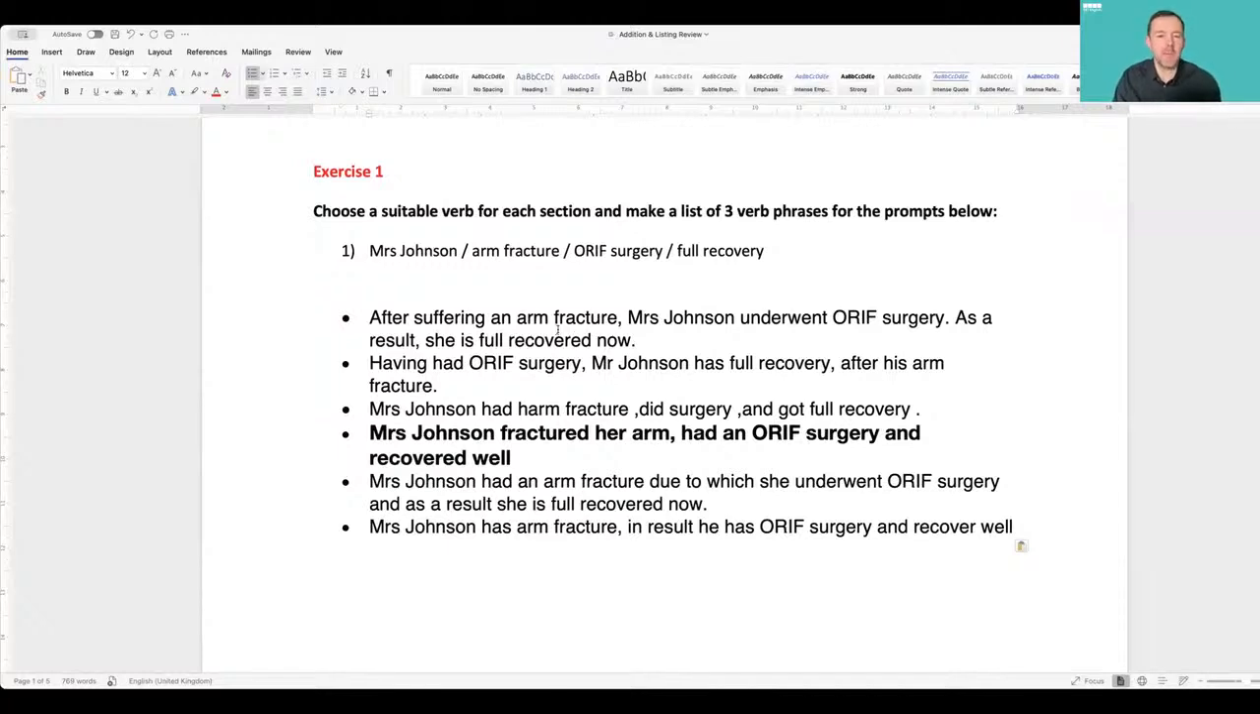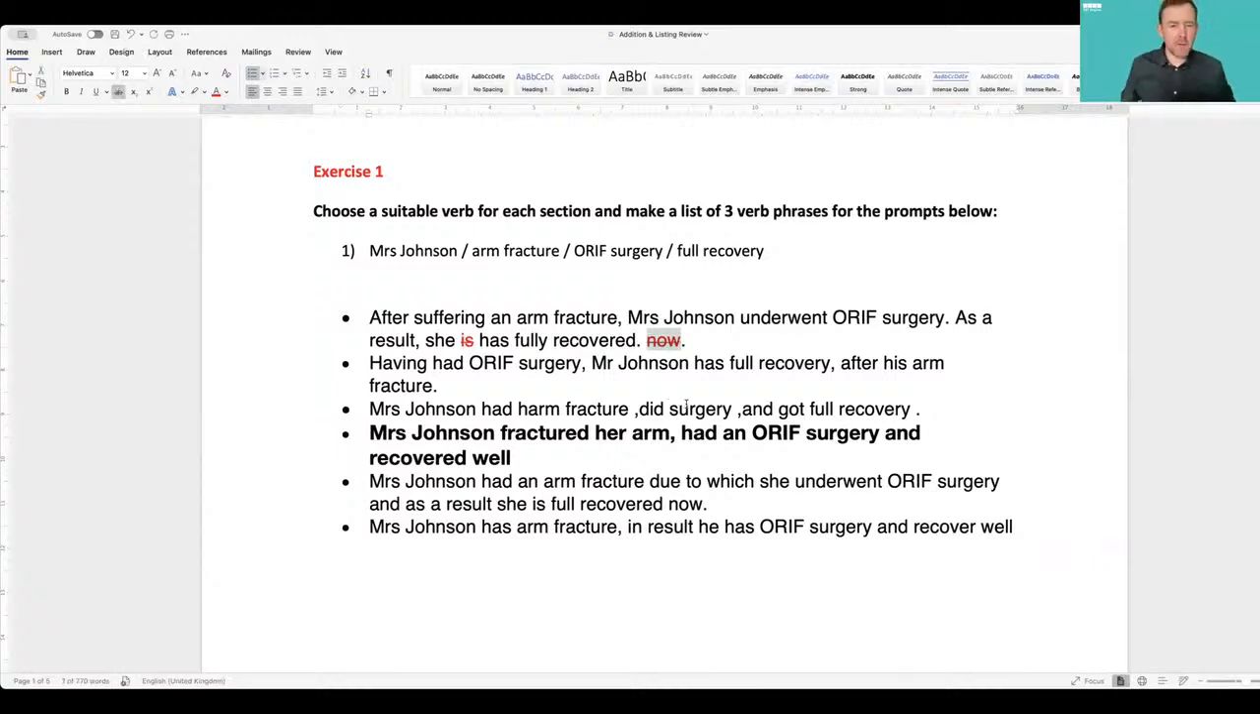Okay. After suffering an arm fracture, Mrs. Johnson underwent ORIF surgery. As a result, she is full recovered now. Okay. So that doesn't really work as the verb. She is fully recovered. I don't think I'd use that. First of all, it's fully. I would use just this as the verb. I would say has. She has fully recovered. And that means that you don't need "now", because if you say she has fully recovered, we know for sure that it's now. Okay, it's that present perfect.